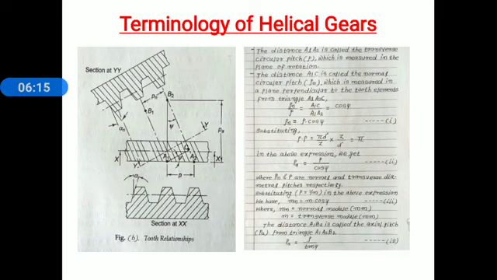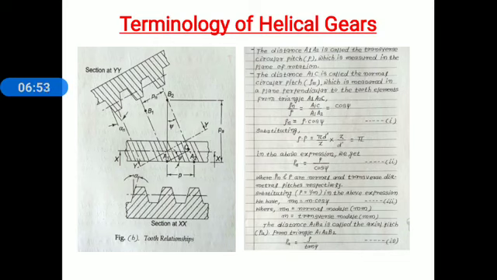Now observe the sketch. From this sketch, consider a triangle A2 A1 C, and from this triangle we consider cos psi, that is adjacent side to the hypotenuse. Adjacent side is A1C and the hypotenuse is A1 A2. Cos psi is equal to A1C divided by A1 A2. A1C is the normal circular pitch and A1 A2 is the transverse circular pitch.